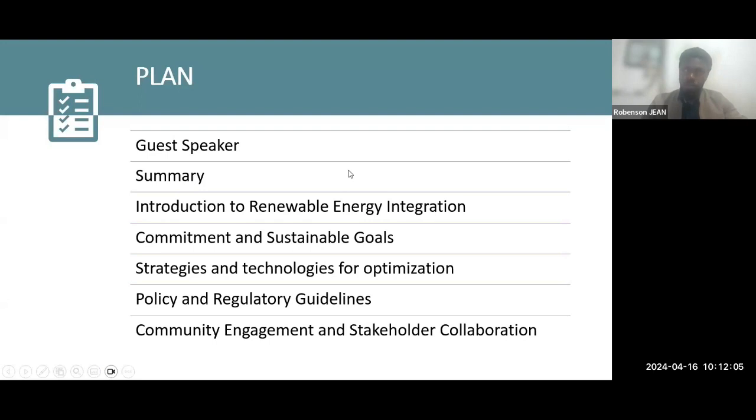This is how we break the topic down. We are going to see, first of all, an overview of renewable energy integration, and then to see that it is important to get committed and set important goals, and then which strategy and technical solution can help us in this optimization. And then we will see that it is important to set policies and regulatory guidelines, and then get local community engaged and get stakeholders involved.